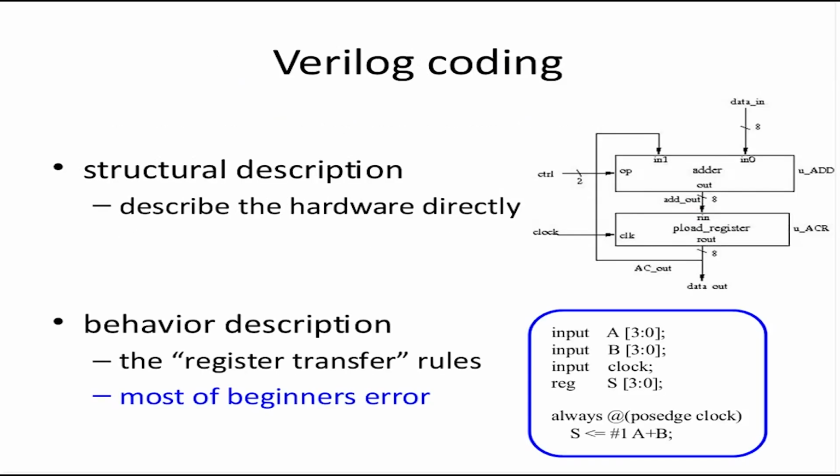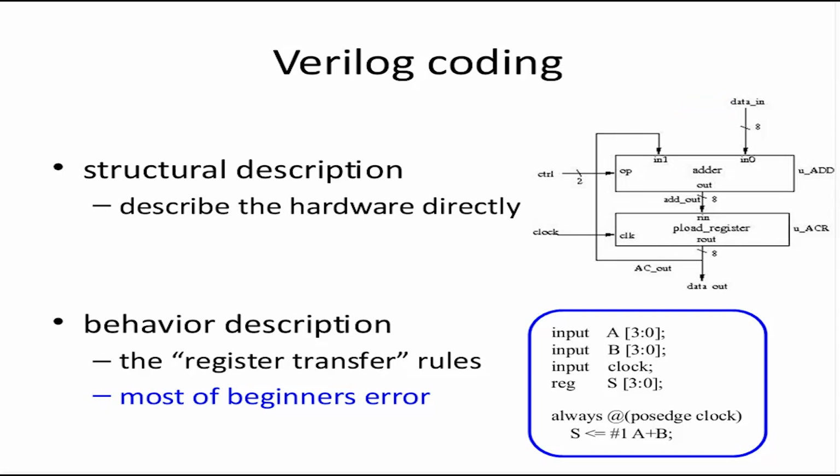Now Verilog coding can be done in two separate ways. First is structural coding, where we describe the hardware directly. For example, let's say you have an adder and a register. The functionality says that data out gets the value of data in plus. So this is an accumulator, and the value is stored in a register. The RTL code is here.